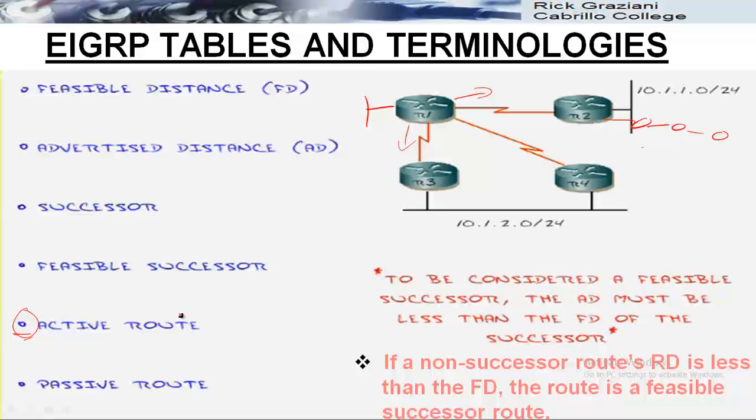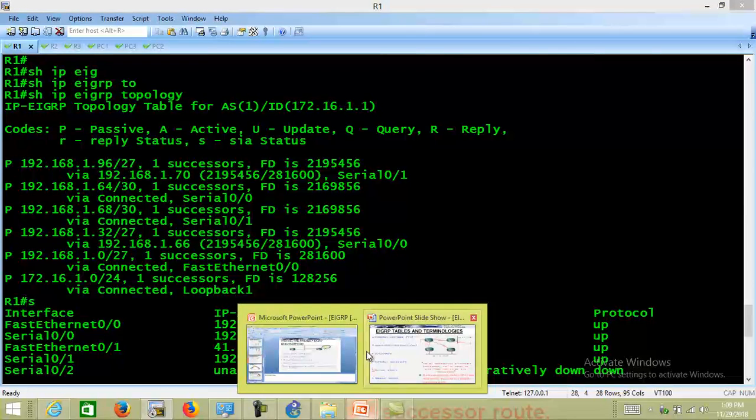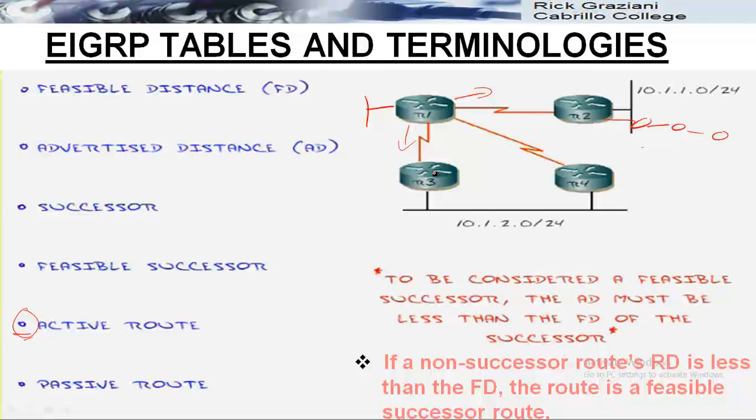And at CCNP level, the term that is used is stuck in active, SIA status. So in fact, you also don't want to see S. You don't want to see A, and S is bad. That's really bad. But anyway, I think we have seen those terms.